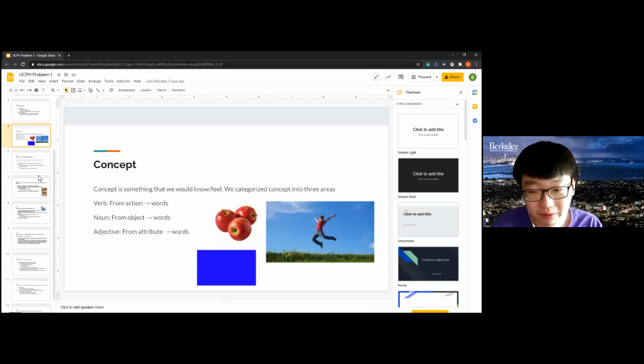And then first we established some initial key concepts. Concept is a really abstract word. What it really is, is a language abstraction that represents something. A verb represents action. A concept of jumping is being represented by the word jump. Similarly, apple is our noun, and blue is an adjective.